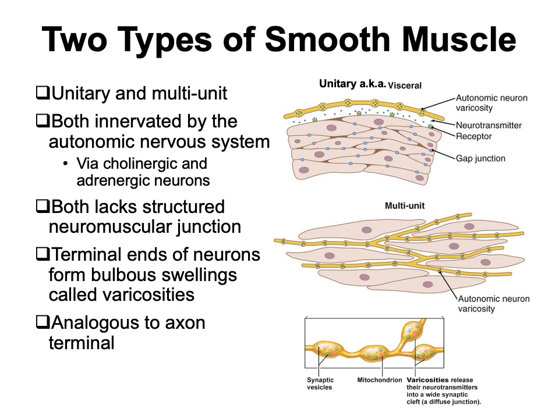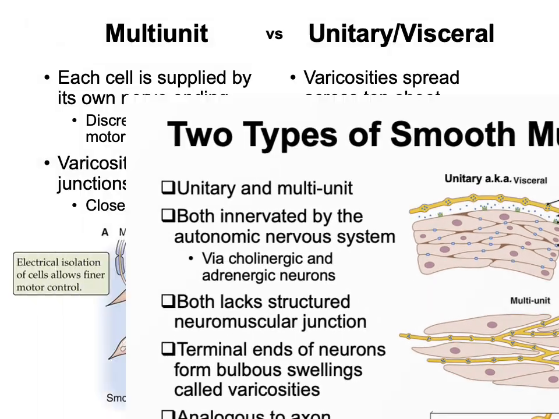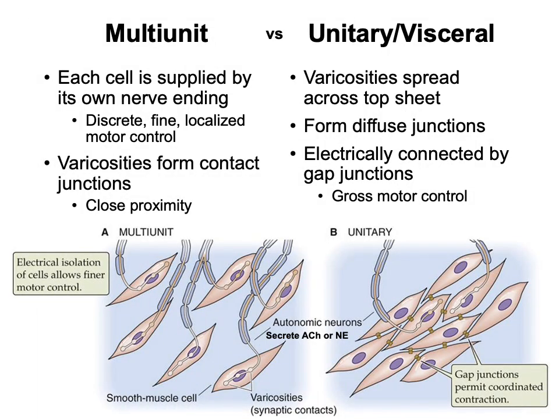neurotransmitters onto the top layer. That's basically how unitary muscle is stimulated, is just the top layer is stimulated. Whereas you look at the multi-unit, they are individually stimulated by their neurons. So some of the differences between multi-unit and visceral smooth muscle is that with multi-unit, each muscle cell is supplied by its very own nerve ending.